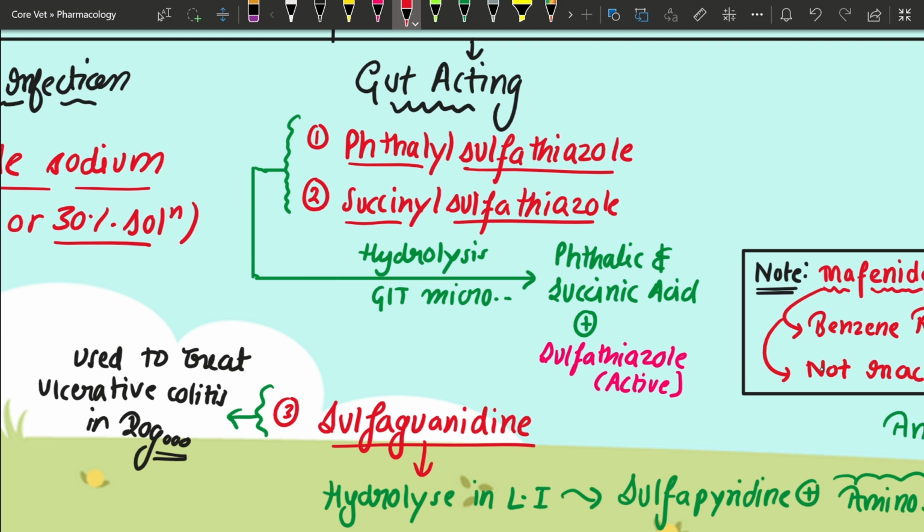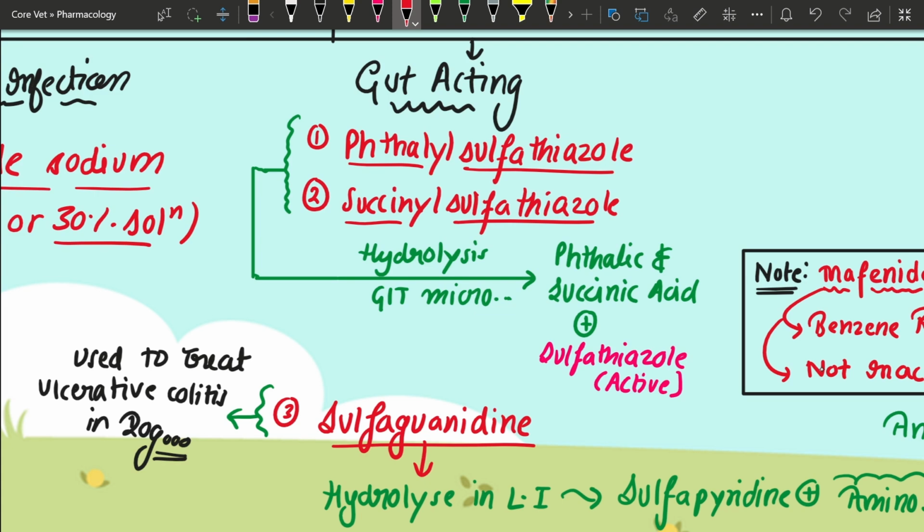So how are phthalylsulfathiazole and succinylsulfathiazole going to act? When they reach your GIT or the gut, they will undergo hydrolysis. So these two drugs undergo hydrolysis in the GIT, right? If we give phthalylsulfathiazole, it will lead to phthalic acid and sulfathiazole. And sulfathiazole is the active compound which is going to treat the gut infection, right?